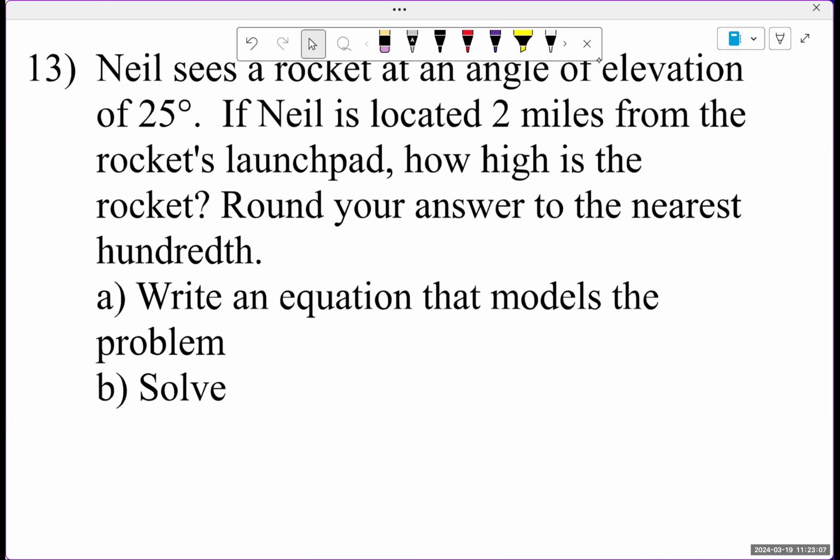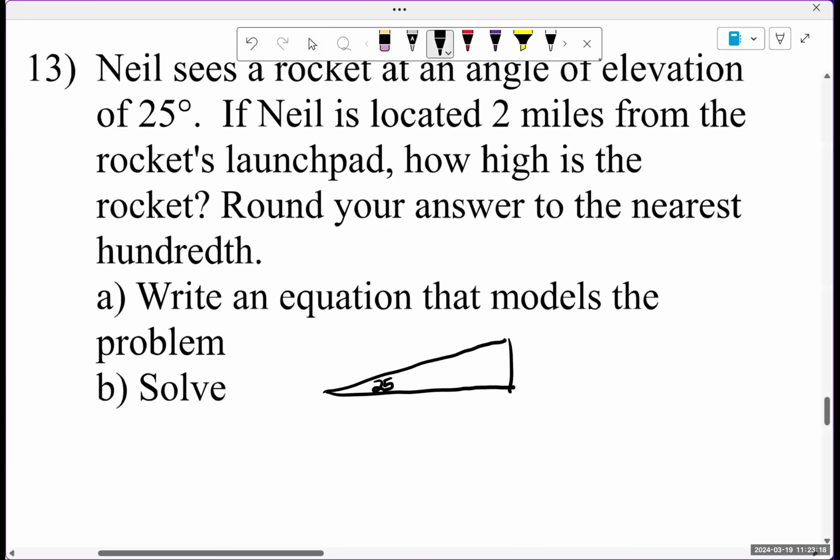Neil sees a rocket at an angle of elevation of 25 degrees. Draw that angle of elevation. Neil is located 2 miles from the rocket's launch pad. How high is the rocket? So where's X go? It is the vertical distance. It is the opposite leg.